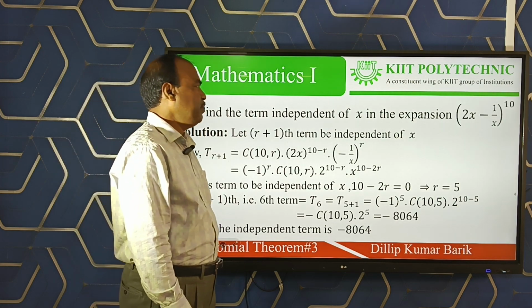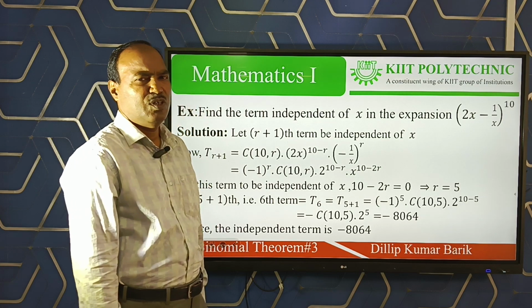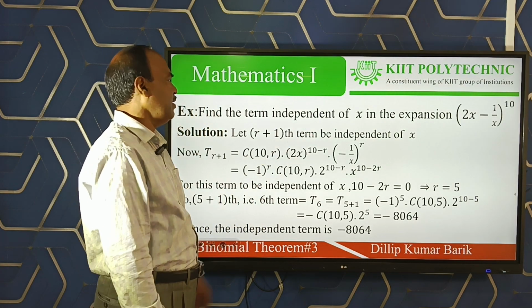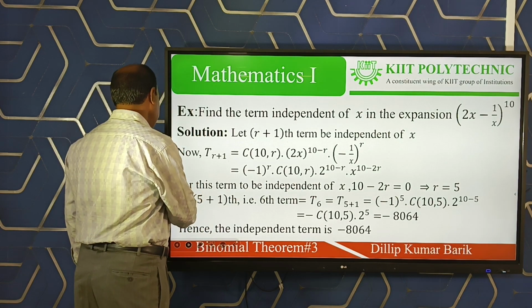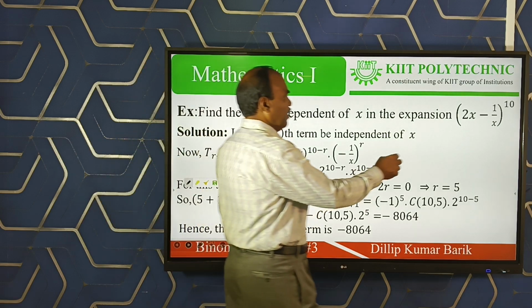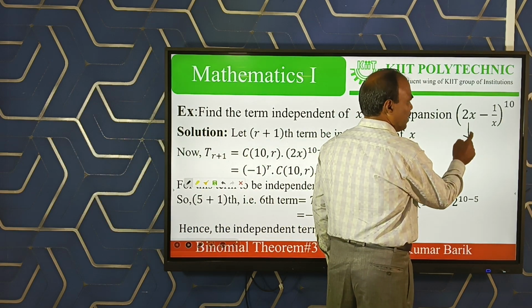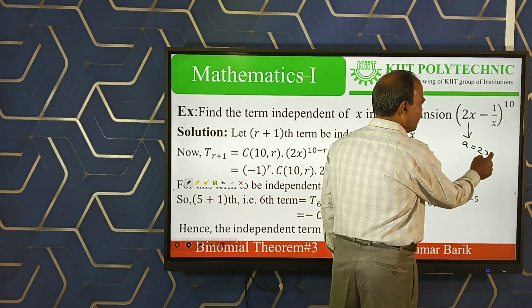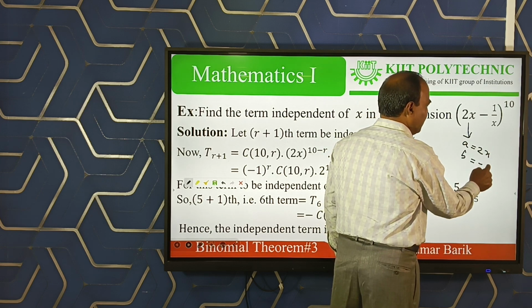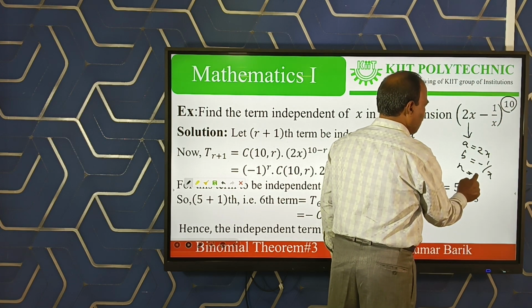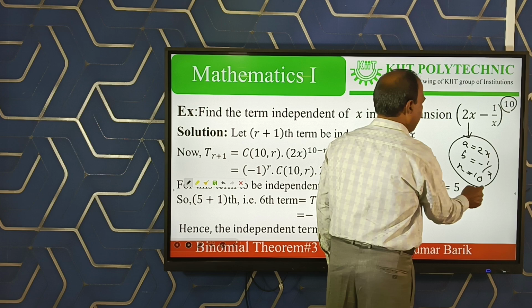Find the term independent of x in the expansion of (2x minus 1 by x squared) whole to the power 10. Now see here, this is compared to our (a plus b) to the power n. a is equal to 2x, b is equal to minus 1 by x squared, and the exponent n is equal to 10.